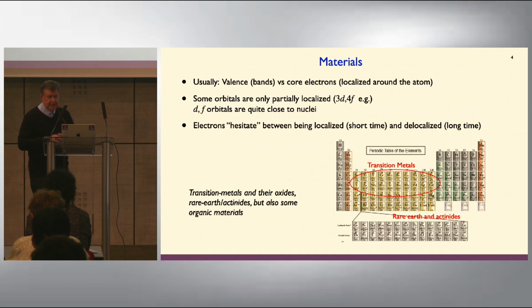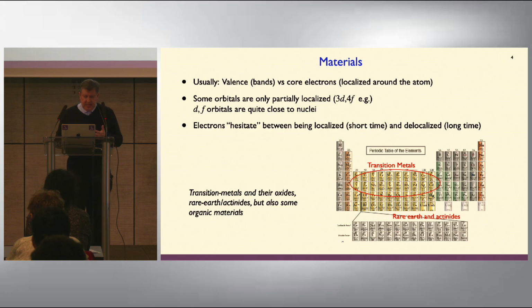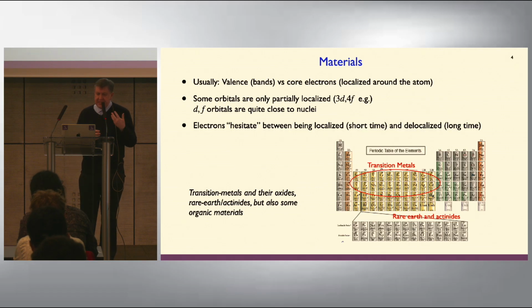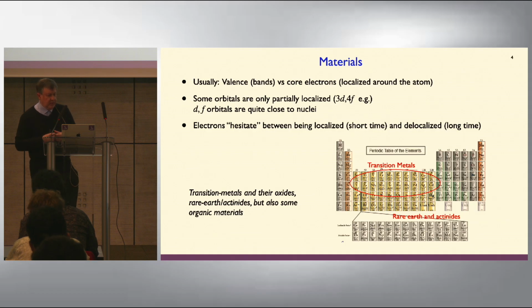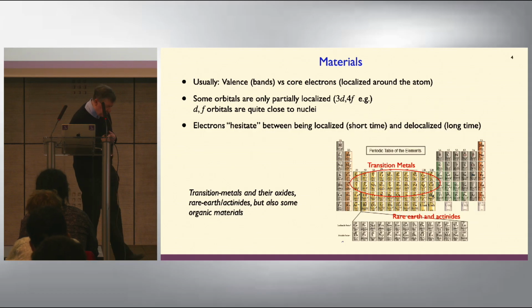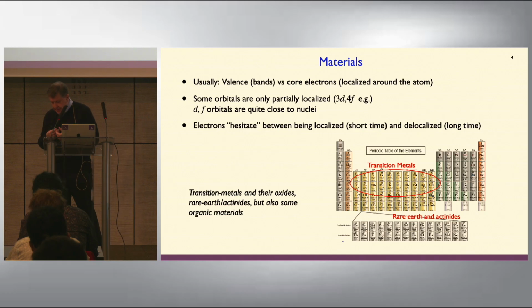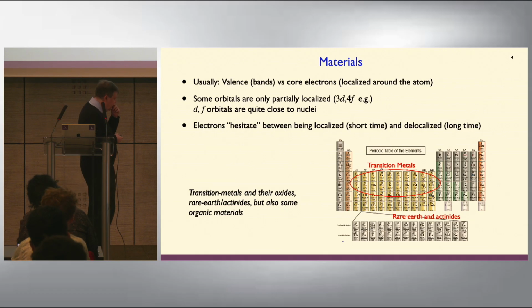Briefly speaking, if we look at materials, the systems we are going to be interested in are systems where we have both valence bonds and core electrons localized around the atoms. Some orbitals are usually partially localized, like the 3d and the 4f, because, due to orthogonality properties, these orbitals are closer to the nuclei. Roughly speaking, one can say that the electron hesitates between being localized on the atom at short times, and delocalized at very long times. So we will have a competition between local, atomic-like excitations, Hubbard bands, and long-time, Fermi-liquid-like excitations. We find this typically in the periodic table with transition metals, rare earths, and actinides.